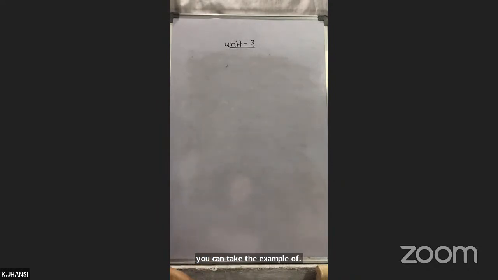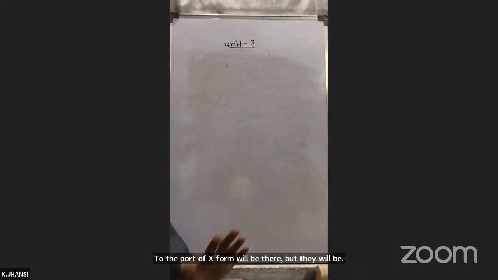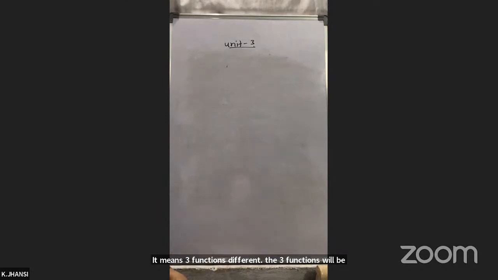Here, if only one function is given, you will get the problem for only 5 marks. If you have a combination of 2 or 3 functions, meaning x to the power of x form will be there, but 3 different functions will be combined and given as one question, then you will get it as a 10 marks question.